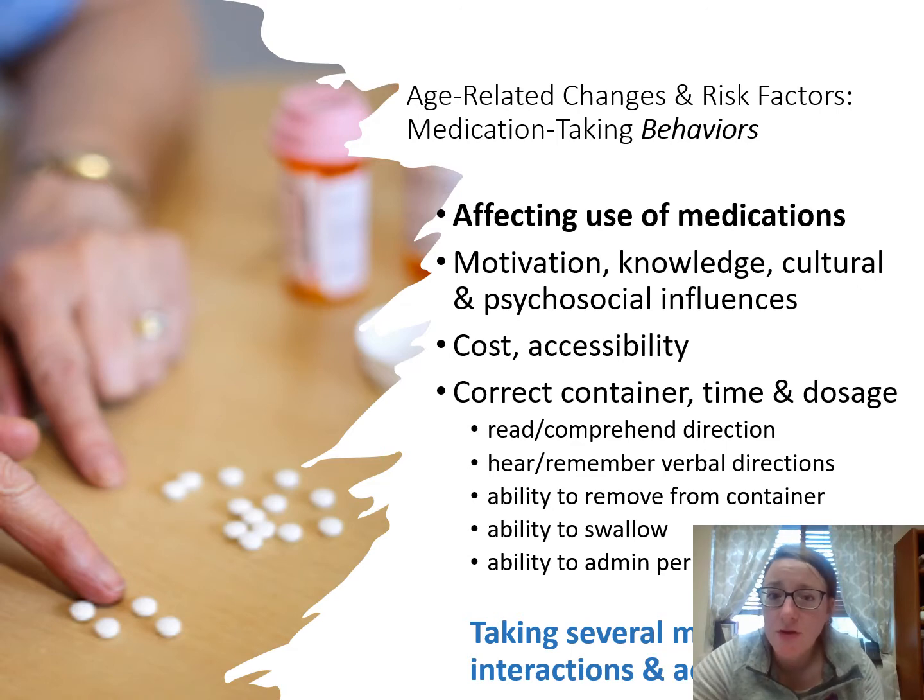So what behaviors are going to influence our medication taking ability in the older adult? Well, going back to the last slide, the medications themselves can set a patient up for cognitive and functional decline, such as our antipsychotics and our anticholinergic drugs. But other behaviors that are going to affect the use of medications include the patient's level of motivation, their knowledge about why they're taking these medications, why they're important, what are we looking for to evaluate, and cultural and psychosocial influences.